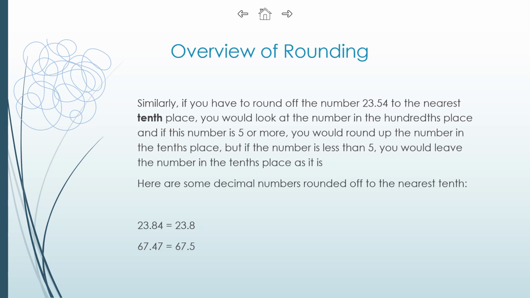Similarly, if you have to round a number off that's 23.54 to the nearest tenths place, you would look at the number in the hundredths place. And if that number is 5 or more, you would round that number up in the tenths place. But if the number is less than 5, you leave the number in the tenths place as it is. Here are some decimal numbers rounded to the nearest tenth. So 23.84 is rounded to 23.8. 67.47 is rounded to 67.5.